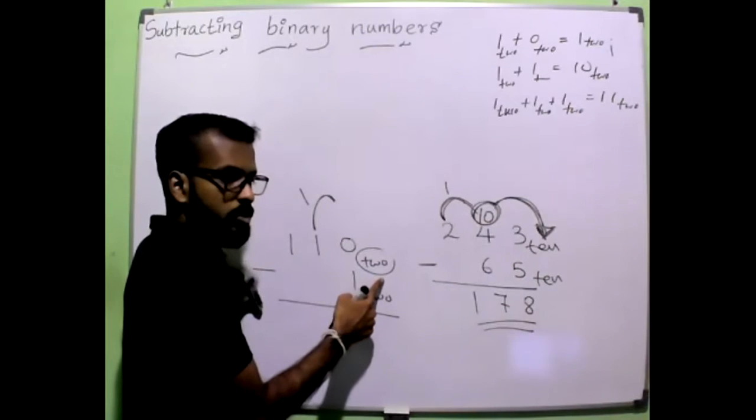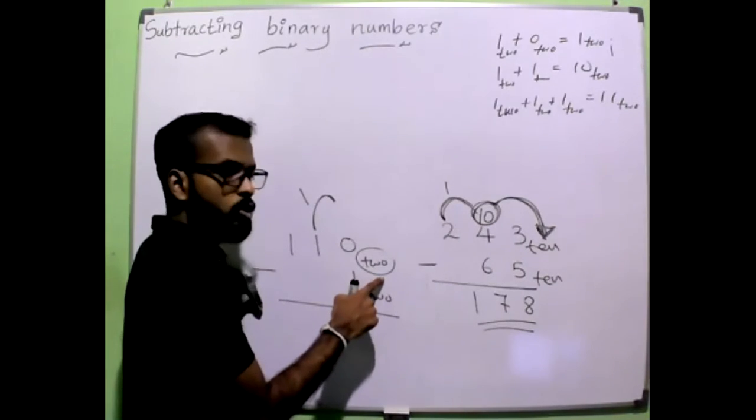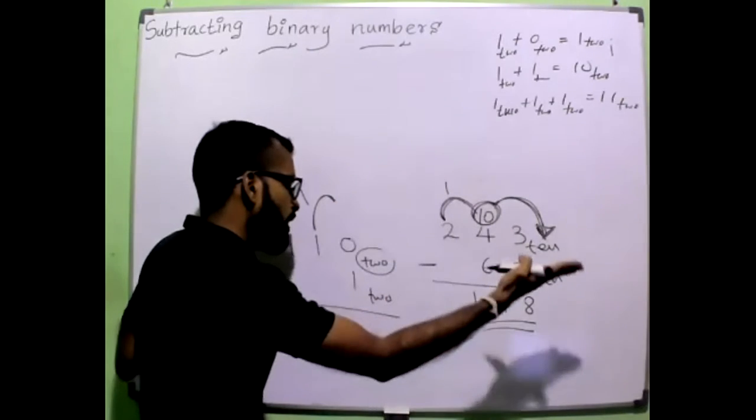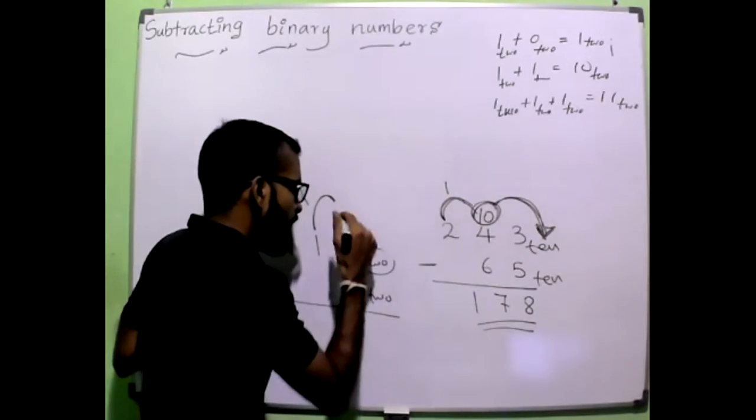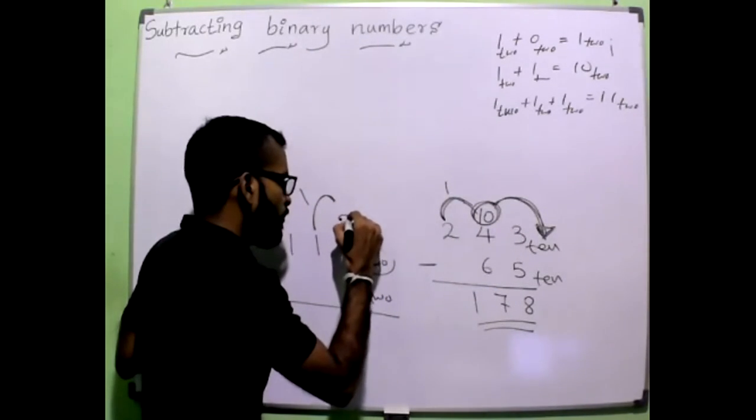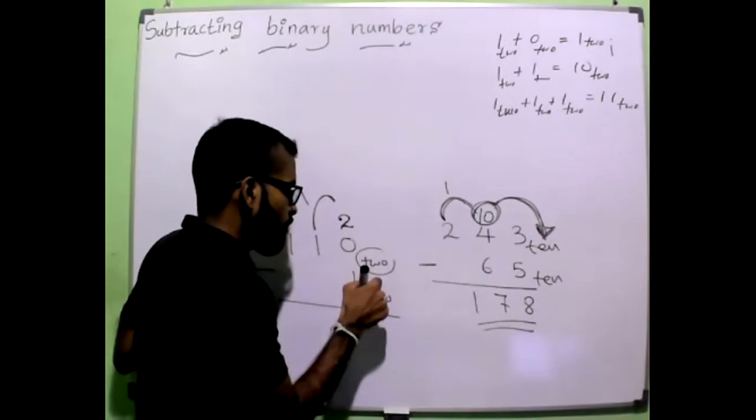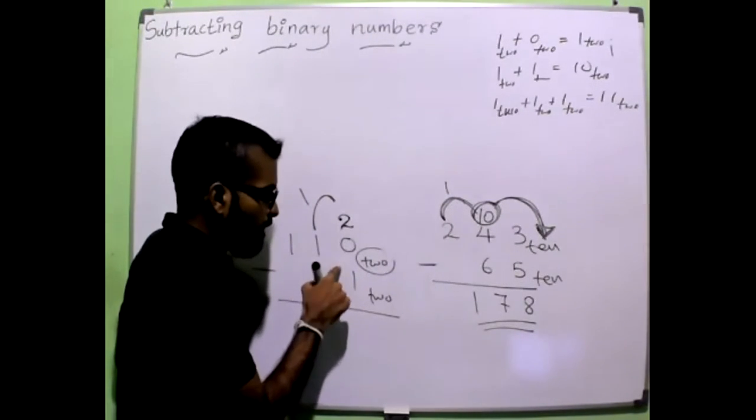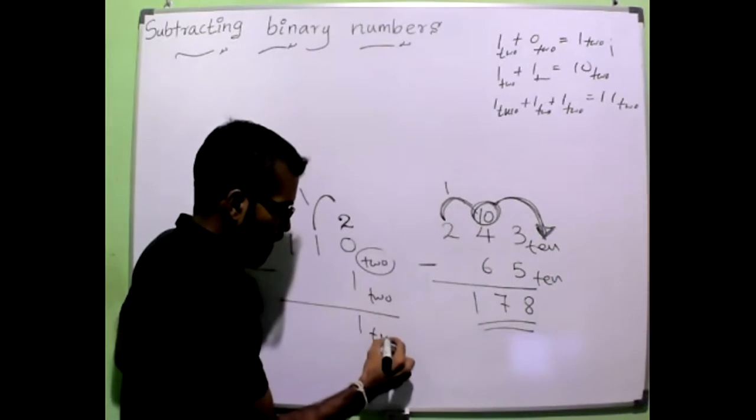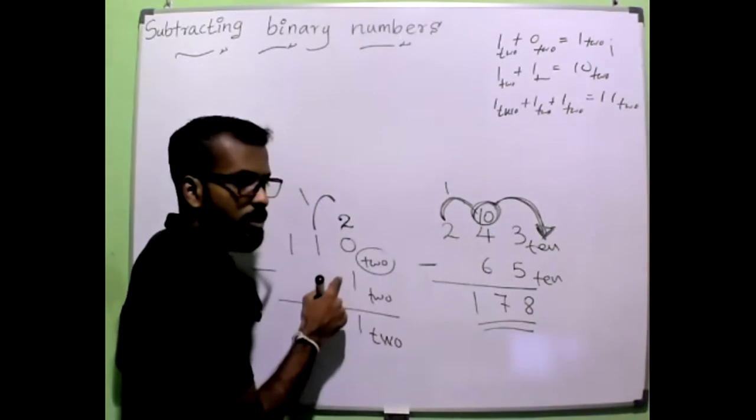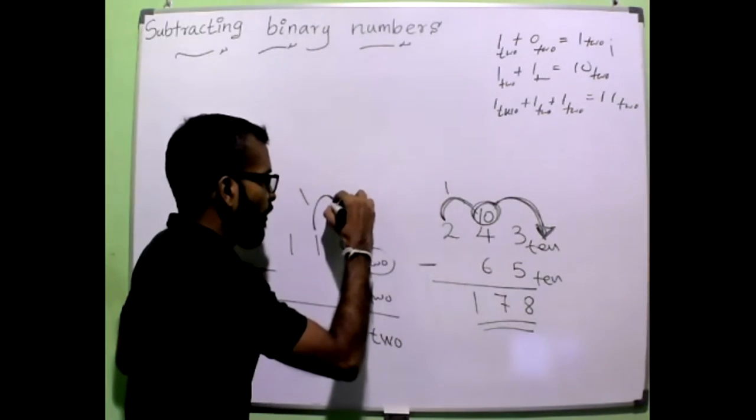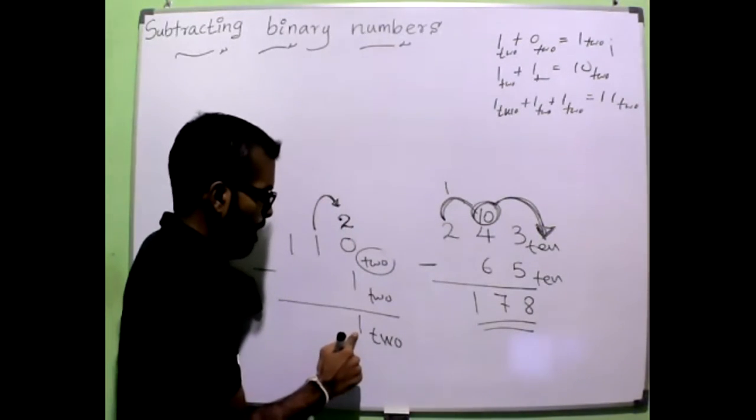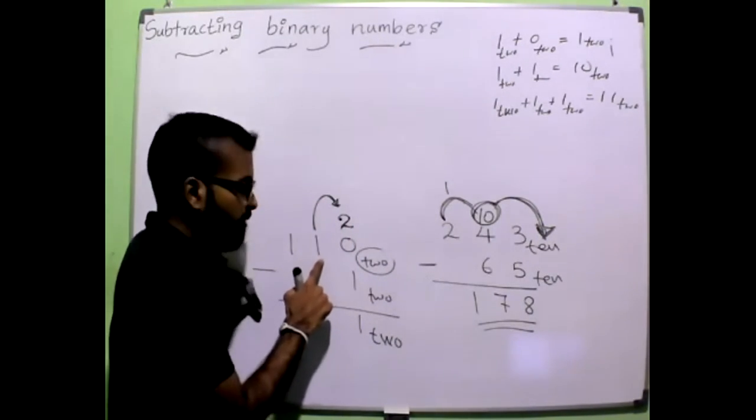Now, because the base of this number is 2, when you take one from this side to your right hand side, it becomes 2 because the base is 2. Now, in this place, you have 2. 2 minus 1, 1. Now you can do that subtraction. 2 minus 1, 1.